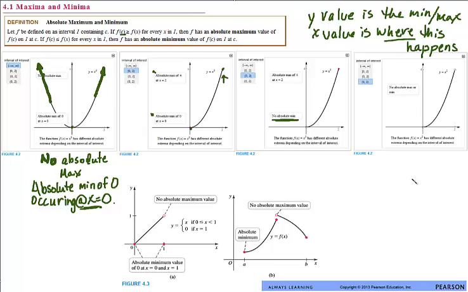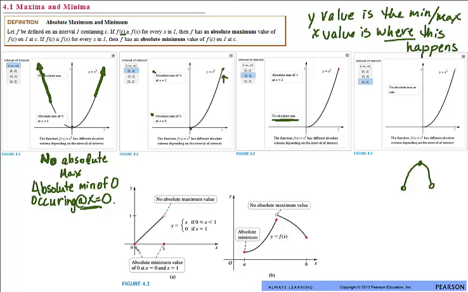Let's say I had a function that looked like this, and it was open-ended on both. I still could have an absolute maximum right there. So just because it is an open interval doesn't mean that you don't have an absolute max or min, so don't get that idea.